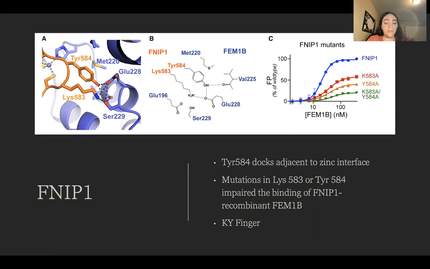They also noticed the importance of the tyrosine and lysine residues, and both are adjacent to the zinc interface. So the FNIP1 lysine and tyrosine in yellow, and the Fem1b right here in blue, these interact together in order to bind and create a tighter bond. In figure C, we saw that the mutations of lysine and tyrosine impaired the binding of the FNIP1. This was then known as the KY finger.